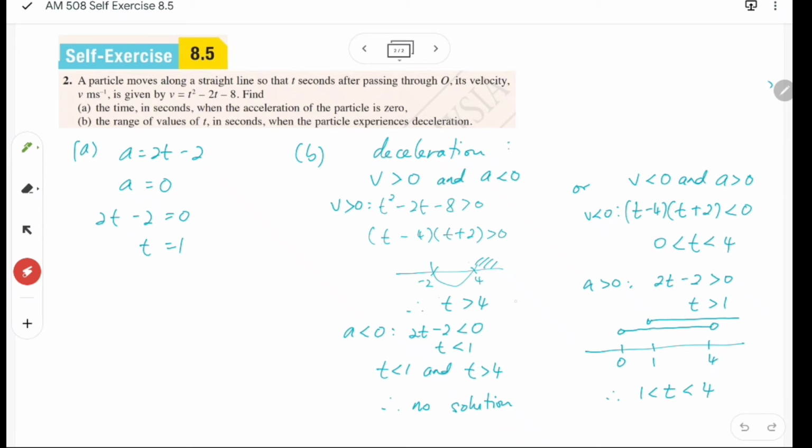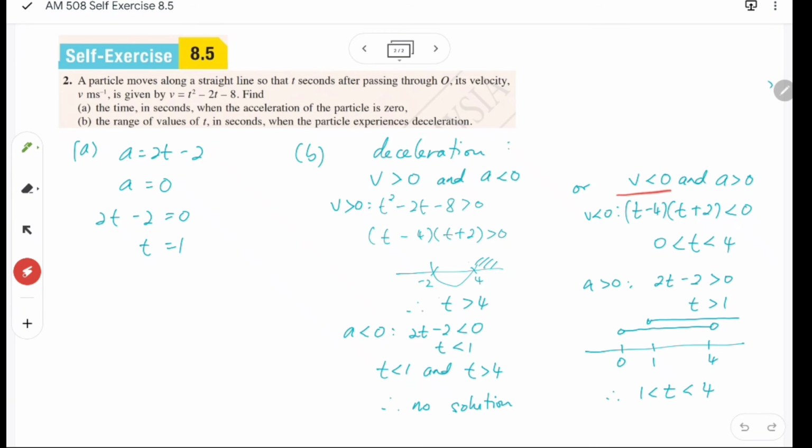Therefore, combining these two solutions, we get t less than 1 and t greater than 4. So we see there are no common t values that are less than 1 and at the same time greater than 4. Therefore, there's no solution.